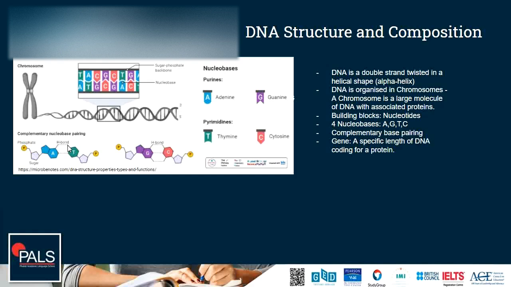So our DNA double strand is held together by hydrogen bonds, which form between the complementary bases. We can see as well that we have two hydrogen bonds between adenine and thymine forming, and three hydrogen bonds between guanine and cytosine.